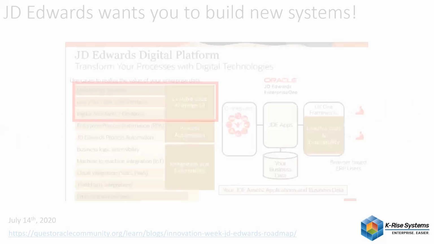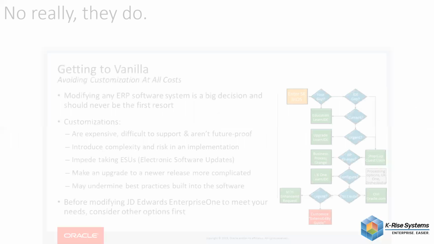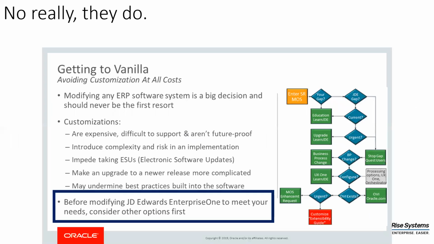But don't just believe Gartner, right? JD Edwards wants you to build new custom systems. They wanted you to for a while, ever since Orchestrator came out, and even before then. And if you don't believe this slide, believe this slide. These are both from JD Edwards presentations. They don't want you to customize the inside of the system anymore. They want you to get to vanilla. And to get to vanilla, you need to take your customizations outside of JD Edwards and put them in new systems. And that's important. So JD Edwards is telling you to do it. Gartner is telling you to do it. It's not just us. We're just a pathway in to do this.